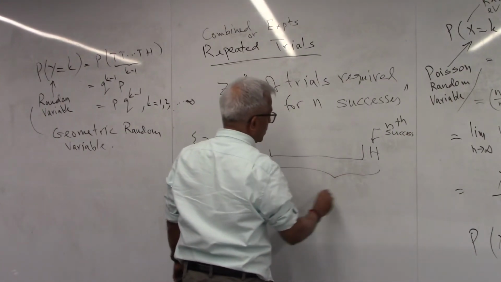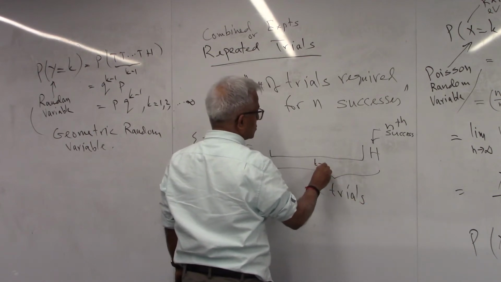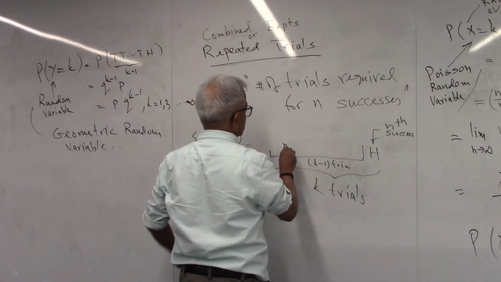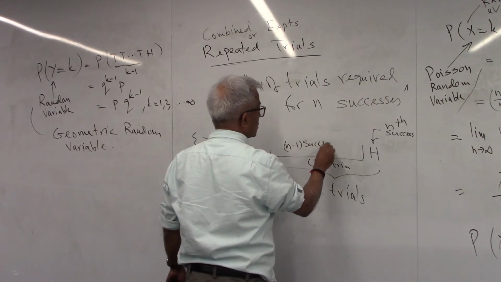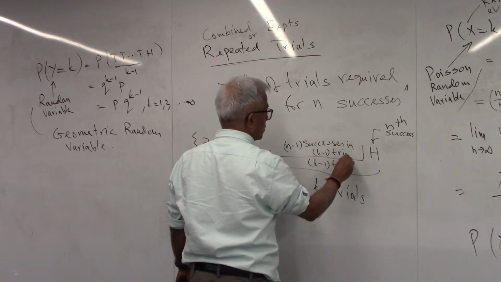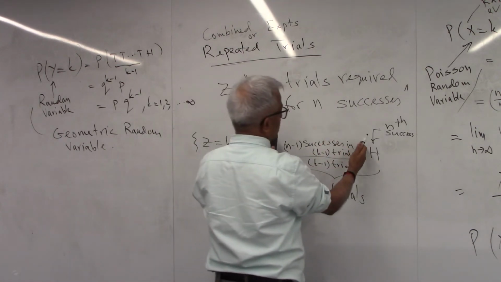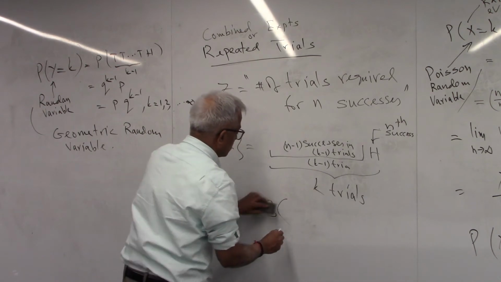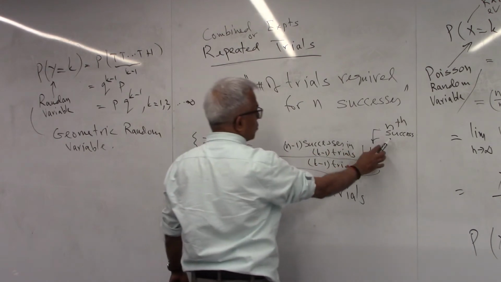So let's say totally you need k trials. Then in k minus 1 trials, you need n minus 1 successes. But that's simply binomial, right? So you can say this is a binomial with n minus 1 successes in k minus 1 trials, followed by a coin toss.